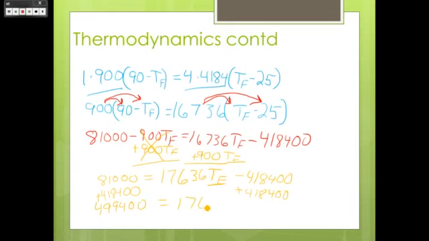And that is equal to my 17,636 TF. Only one step left. Divide both sides. And this is going to give me a number in degrees Celsius. So it's going to tell me that the final temperature of both the water and the aluminum comes out to 28.32 degrees Celsius.